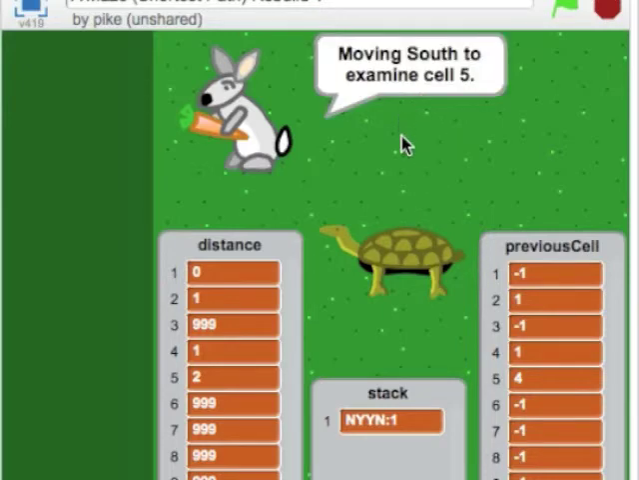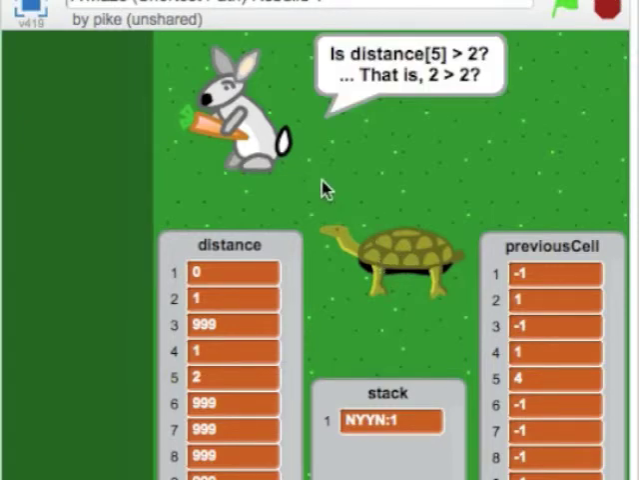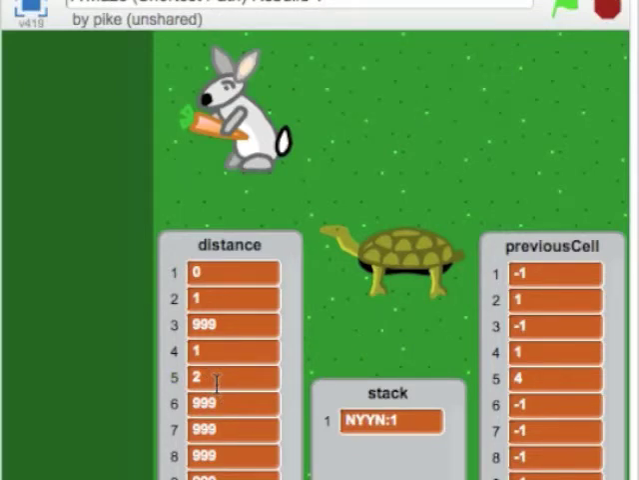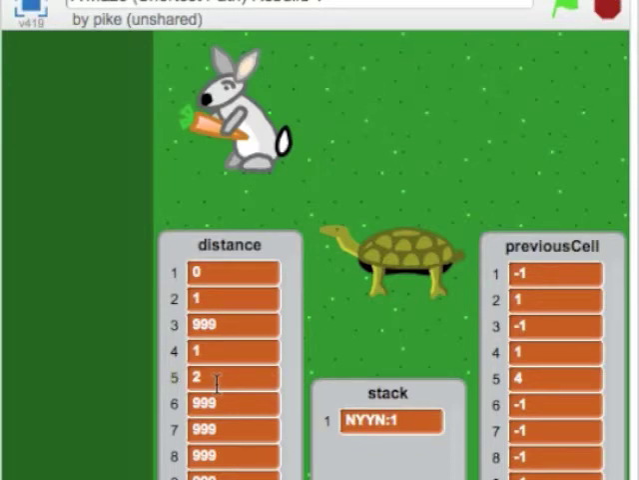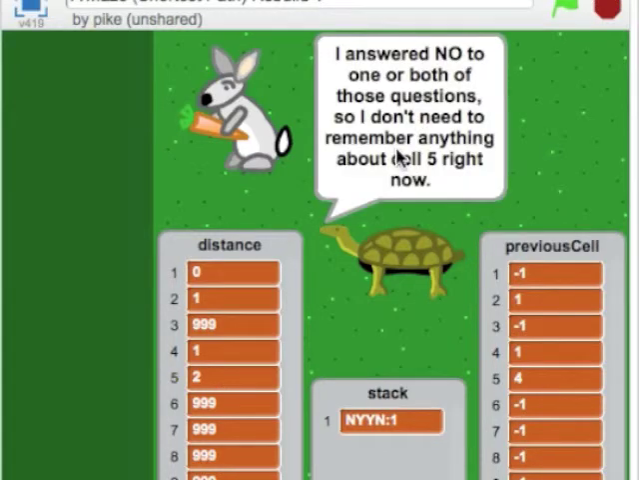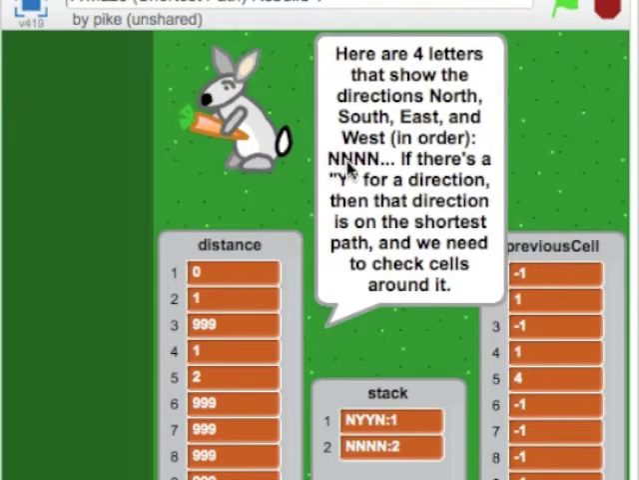I'm now moving south from cell 2 to cell 5. I look in the distance table for the cell I'm exploring, and I ask whether it's greater than 2. It is not. I then look at the same cell again, because it is the distance table entry for the endpoint. I find it is not greater than 2. So I've answered no to both those questions, and that means I don't need to remember anything about this cell right now. And then lo and behold, I've got all ends. It turned out that nothing adjacent to cell 2 was on the shortest path that I needed to remember about now.